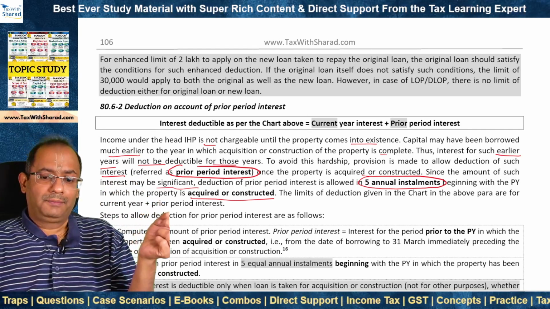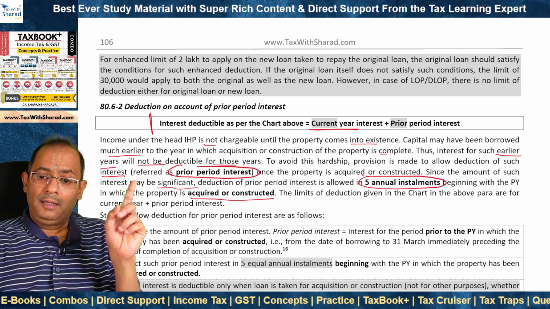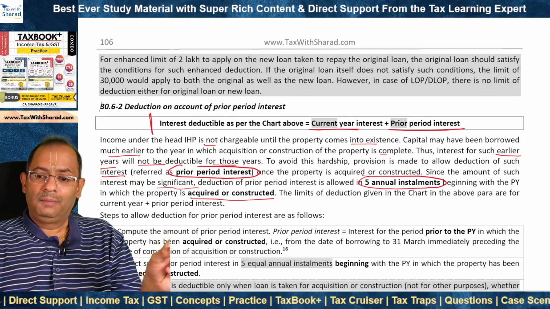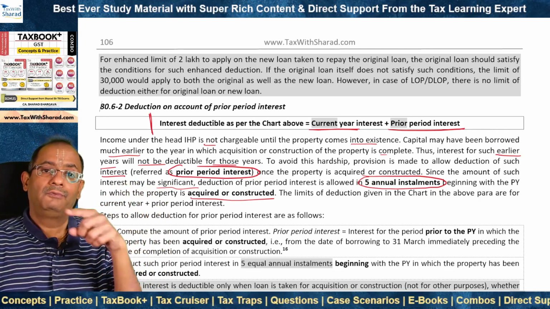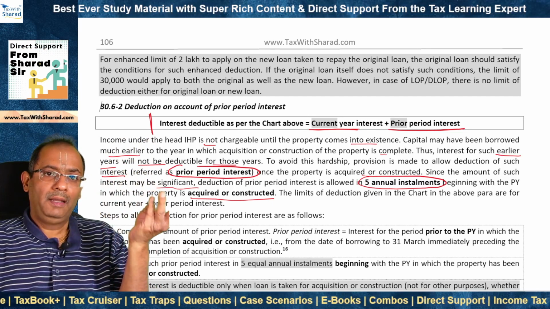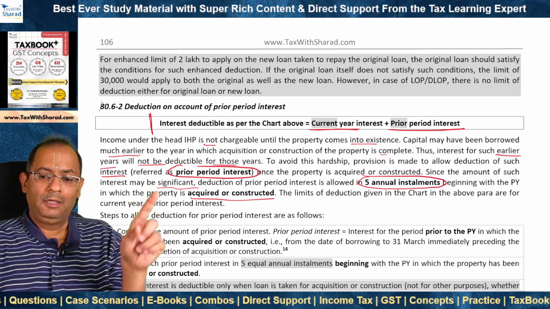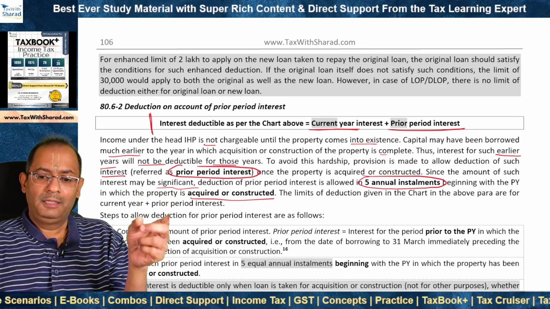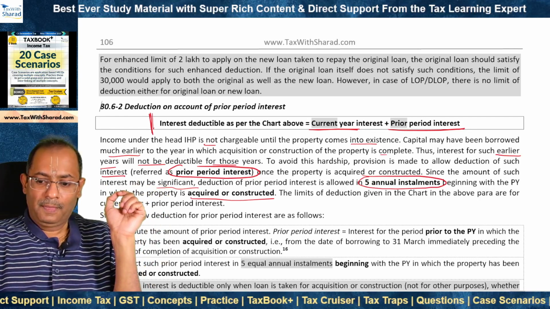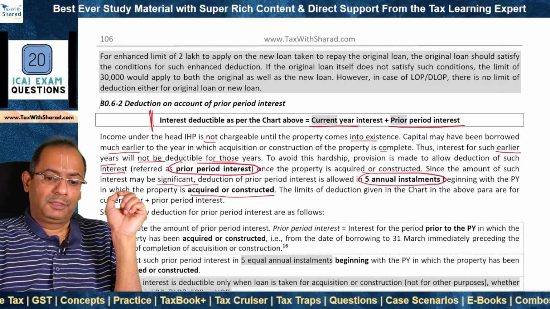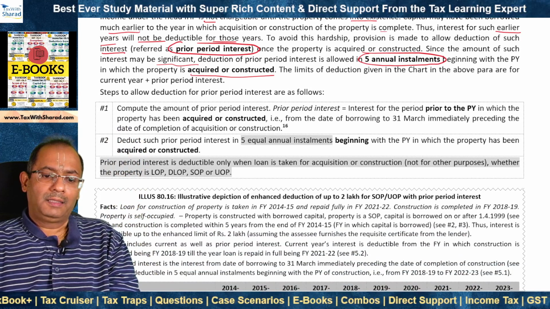And therefore interest, which is deductible as per the chart which we saw above, is not only the current year's interest, but it also includes the prior period interest. So interest is equal to current year interest plus prior period interest, and therefore the limits of deductions. So for LOP and DLOP there is no limit. For SOP and UOP there are the limits of 30,000 and 2 lakh. The 30,000 and 2 lakh limits apply for this entire interest, which is current year plus prior period interest, right? So what are the steps to allow deduction for prior period interest?